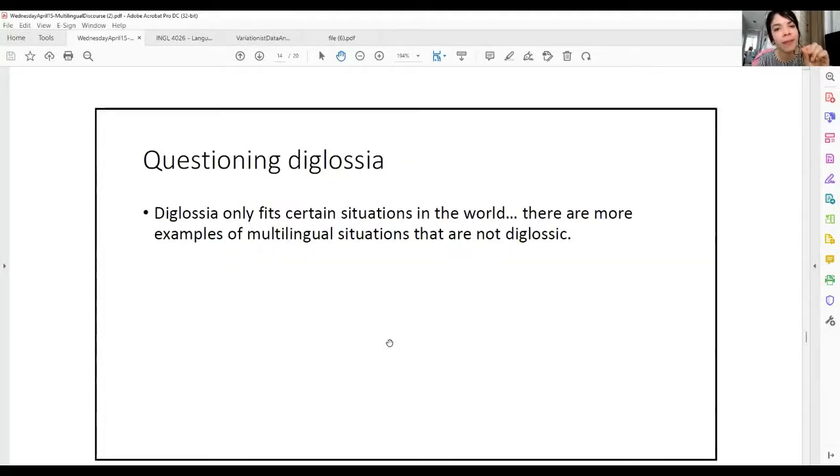So diglossia only fits certain situations in the world. There are more examples of multilingual situations where we have languages in different domains being used variably than situations that are diglossic.